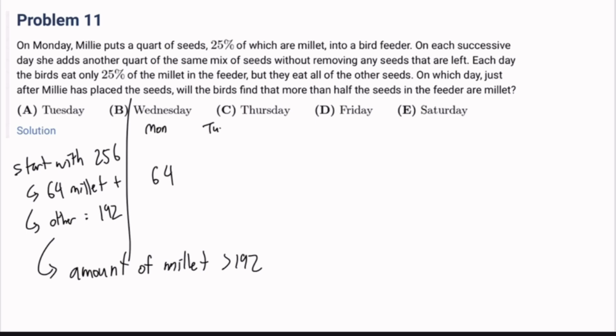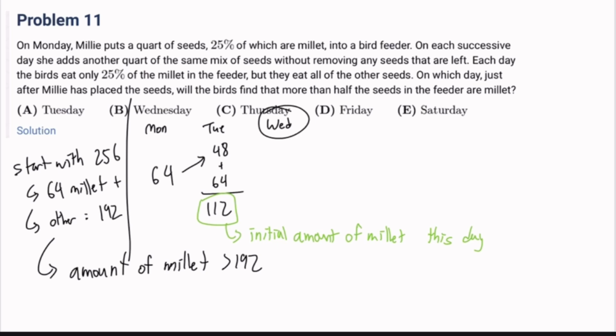Then Tuesday, we will have 64 times 3 over 4, which is 48 left over, and then we will add 64 more. That will give us 112. On Wednesday, just to clarify, this number is the initial amount of millet at this day. So Wednesday morning, there will be 3 over 4 of 112, which is 84 left, and then we add 64 more. This is going to be equal to 148.